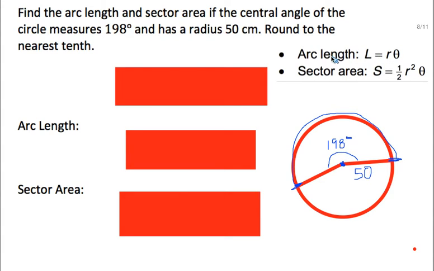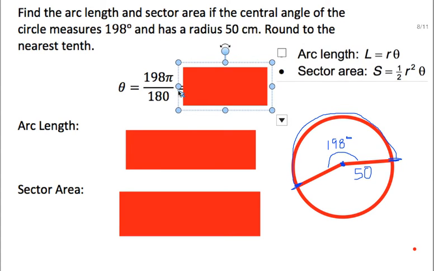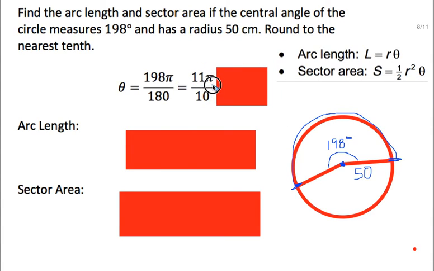Okay, so to find the arc length, we need our radius and then times our angle in radians. So this 198 degrees, I've got to convert it to radians. So I'm going to take 198, multiply it by pi, divide by 180. Okay, and then I can reduce my fraction to 11 pi over 10. Or some of you will probably just plug it into the calculator and you'll get approximately 3.456. Okay? Either one is okay as long as you use 11 pi over 10 in the actual equations.